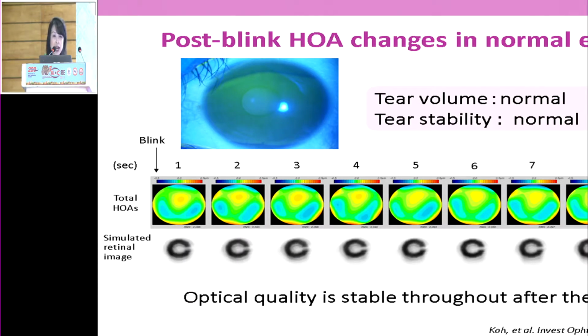Previously, we measured higher order aberrations in eyes with various tear film dynamics. Shown here is a case of a normal eye without any dry eye. We measured the higher order aberrations every second after the blink for 10 seconds. Here you can see the simulated retinal image after the blink, and as you see, optical quality is stable throughout after the blink. This is the case of a normal eye.